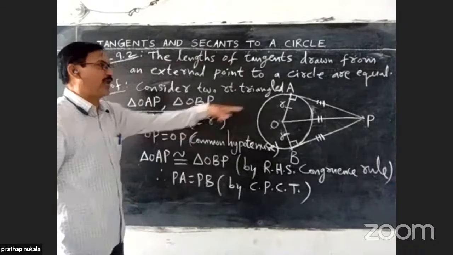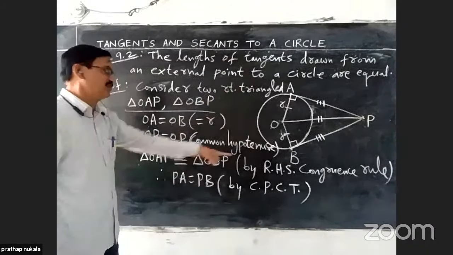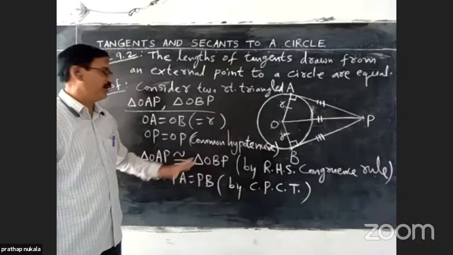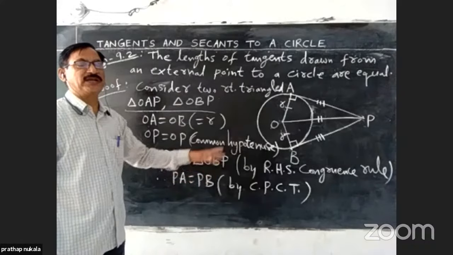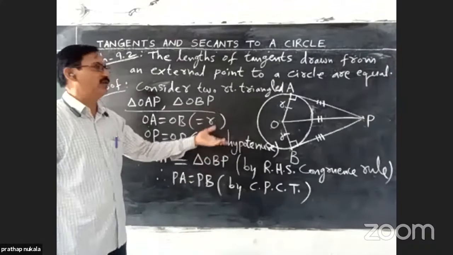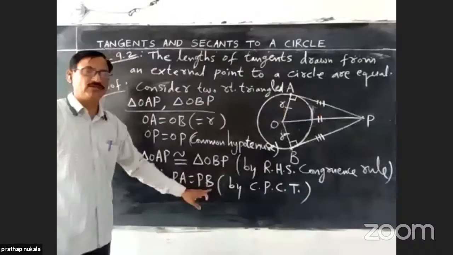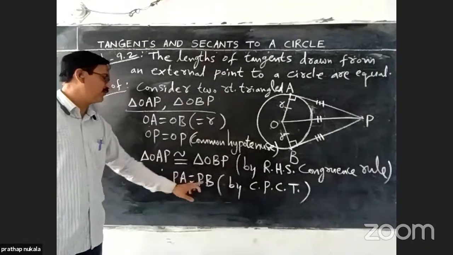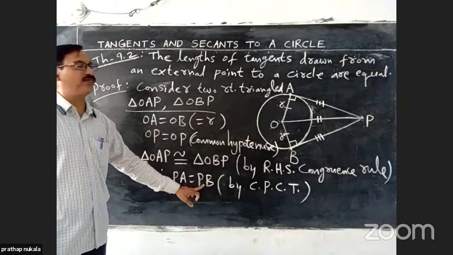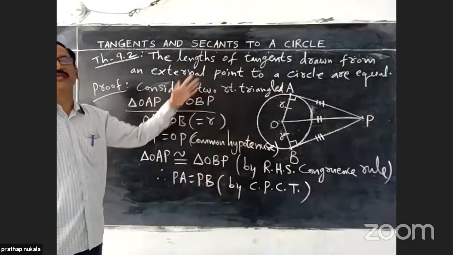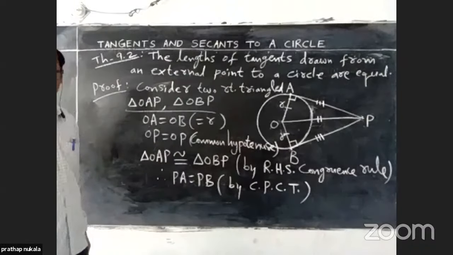We are proving two triangles are congruent by RHS congruence rule. Then automatically corresponding parts of congruent triangles are equal. By using that property, we are writing PA equal to PB. That means length of tangents drawn from an external point must be equal. That is the theorem.